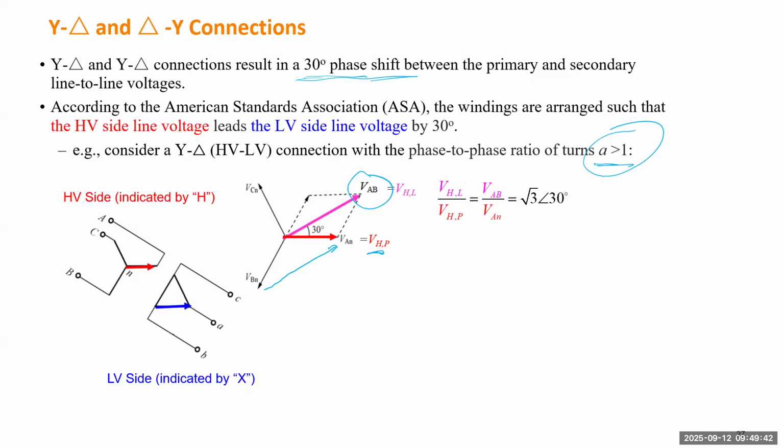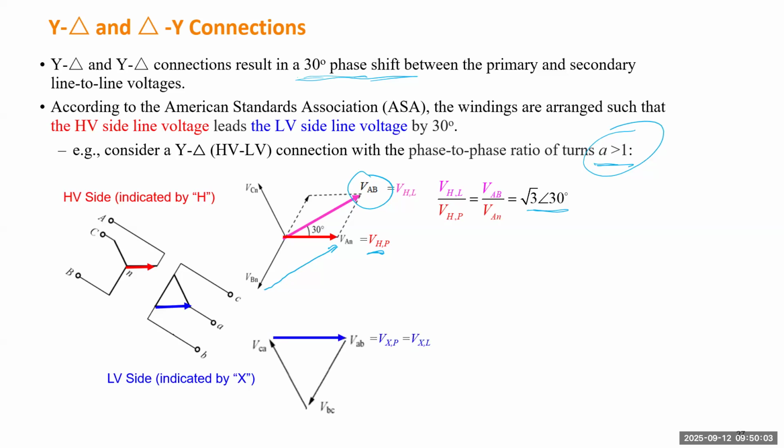We know the line voltage and phase voltage. The difference will be this ratio, which is the root of 3, 1.73, and also there's a phase shift of 30 degrees.